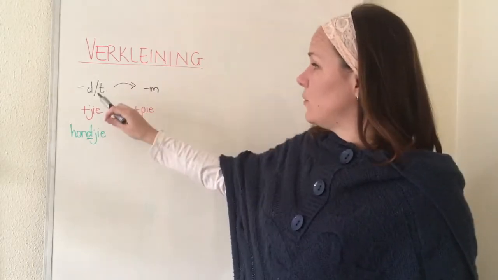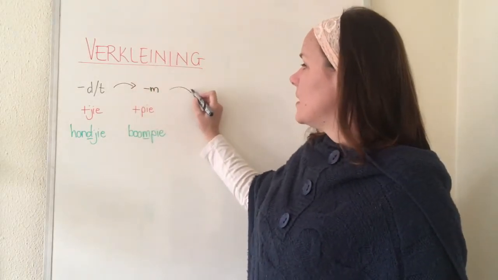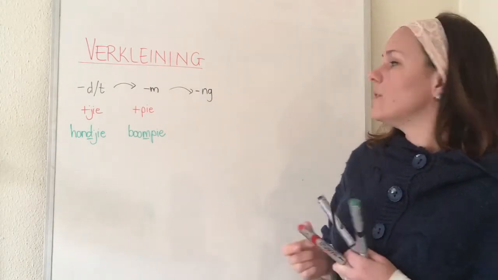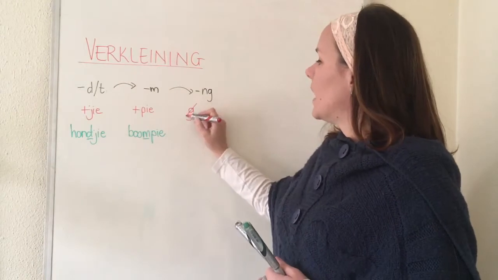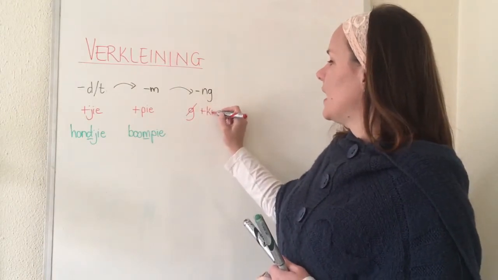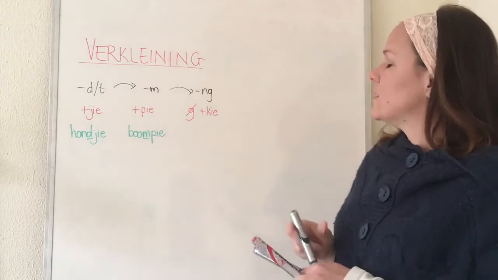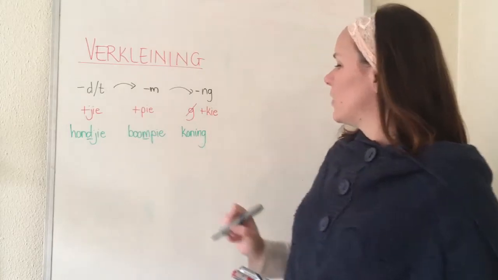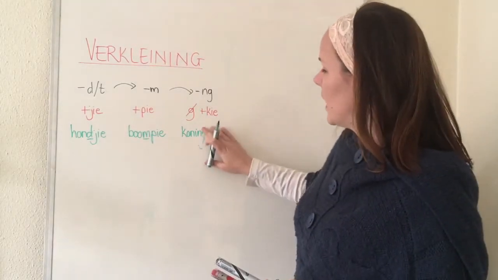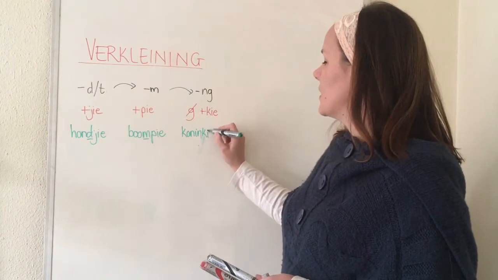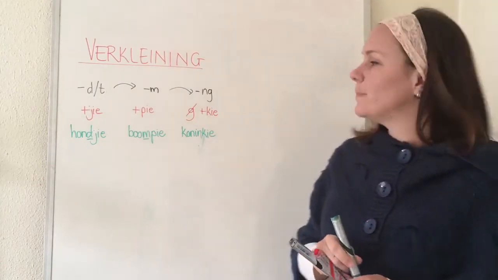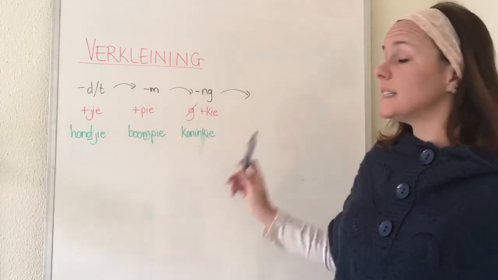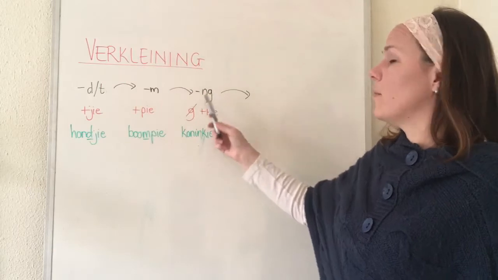If it doesn't end with a D or a T or an M, then I ask myself, does it end with an NG? And the rule there is to take away the G and add K-I-E. So if we look at the word koning, for example, koning is a king. We're going to take away the G and add K-I-E. Koningkie.